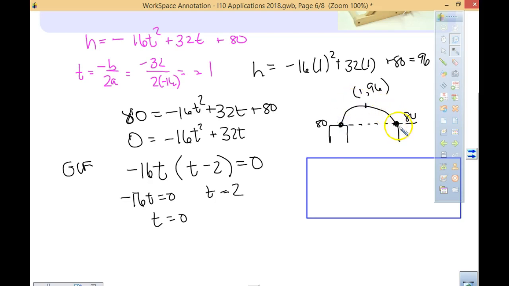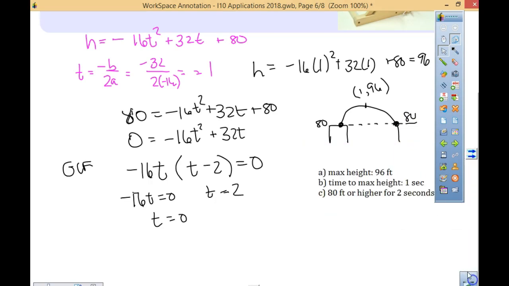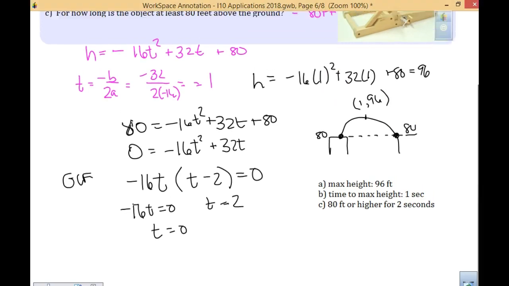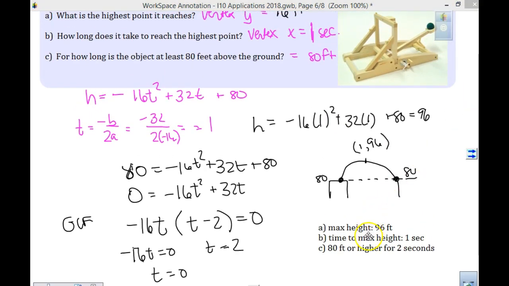So if it's been in the air 2 seconds to get to here, the answer to the question is, when you knew the vertex, how long was it above the ground? And in this case, we should have had our answer be 2 seconds above the ground, at least 80 feet or above. Okay? So maximum height was 96 feet. We wrote that up by the question. Time was 1 second for our vertex. And C, if we were looking at that, it's higher than 80 feet for 2 seconds.